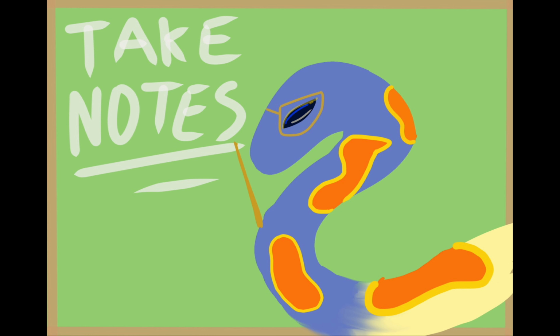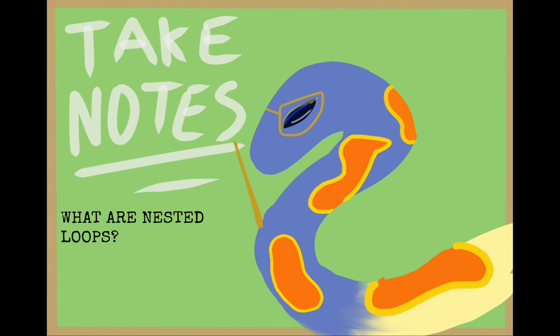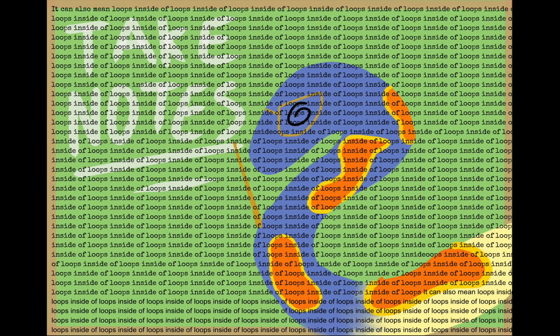There was a problem. The snakes could not make a nested loop with just one loop. They invented a new kind of loop. This new loop would be named after what they call their home, nest. Now, what is a nested loop? It's cereal, duh. Of course. But in Python, a nested loop is a loop inside of a loop, which means that loops inside of loops inside of loops inside of loops.